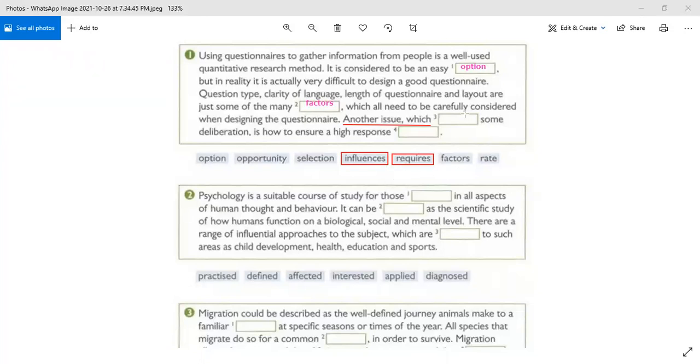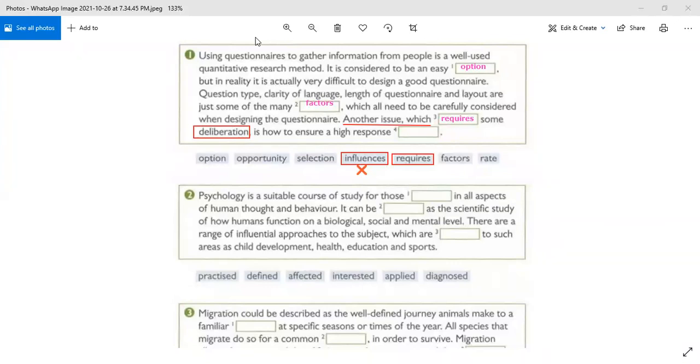That means it will go between these two words, but again, which influences some deliberation, it doesn't make sense. It doesn't collocate with the word deliberation. Here goes the collocation: it requires deliberation. So deliberation may be required, or we require deliberation. Deliberation means some planning. So the word influences does not go with this. What about the last one?